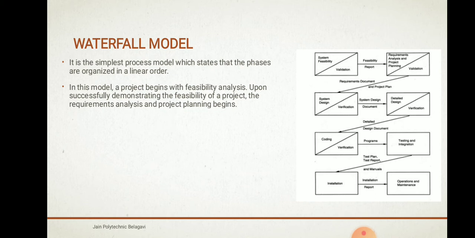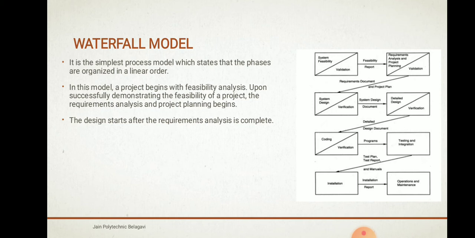In this model, a project begins with feasibility analysis. First we analyze the feasible solutions of the project. Upon successfully demonstrating the feasibility of the project, the requirement analysis and project planning will begin. So always you have to analyze whether the project is feasible or not. After that, the requirement analysis and project planning will begin. The design starts after requirement analysis is completed. After the requirement analysis, the requirement document will be created. Once the requirement document has come, the design phase will start.